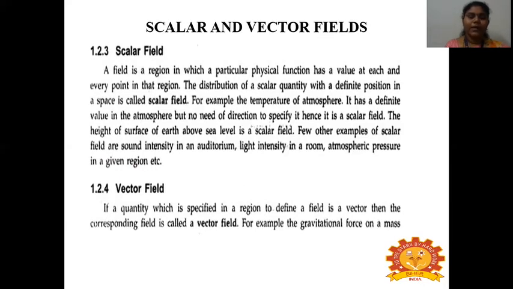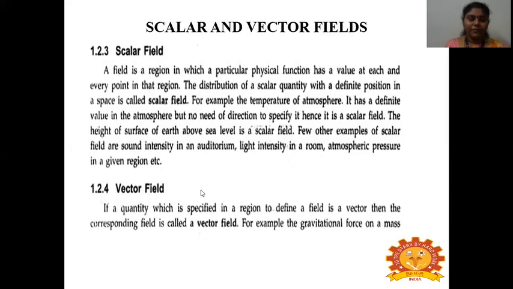Next example, we can see that the height of the surface of the earth above the sea level. So we will calculate only the height. We don't calculate from which direction the height is. So we will need only the height of the surface from the sea level. So this is another example of a scalar field. Next, few other examples are sound intensity in an auditorium, then light intensity in a room, then atmospheric pressure in the given region. So these are a few examples of our scalar field.